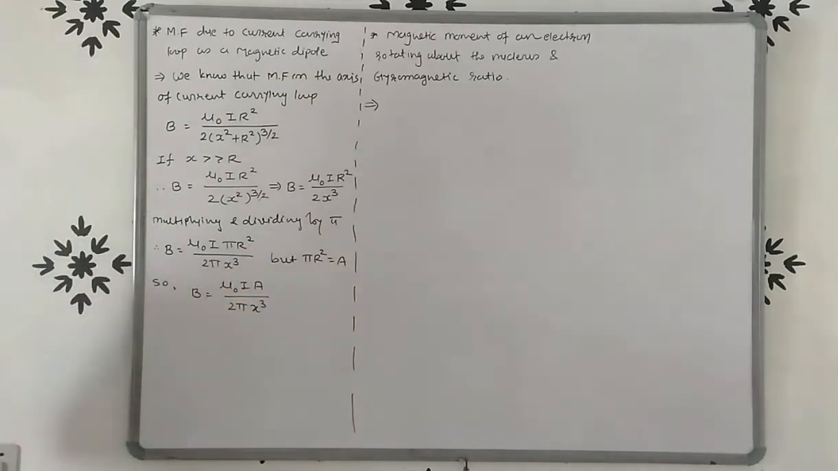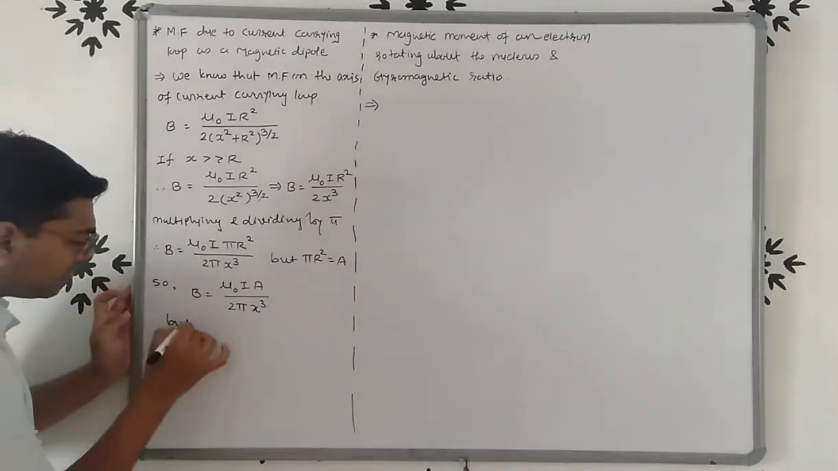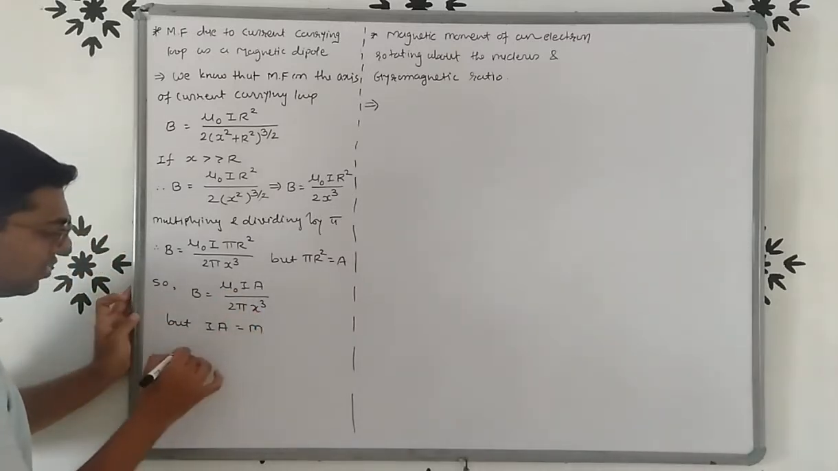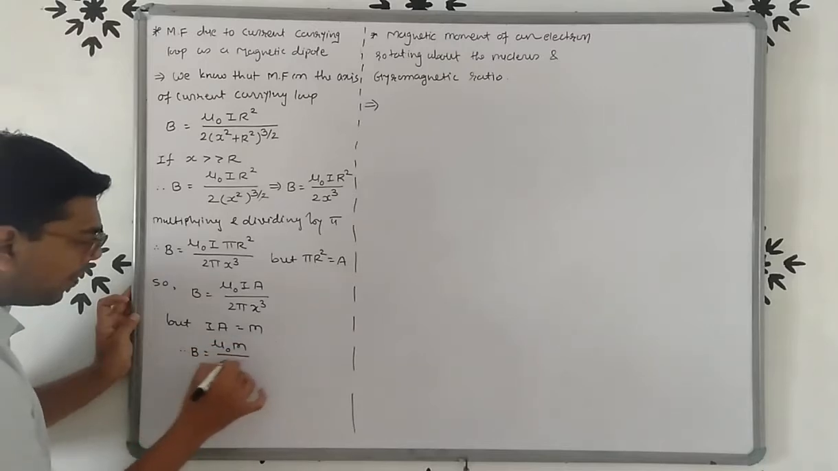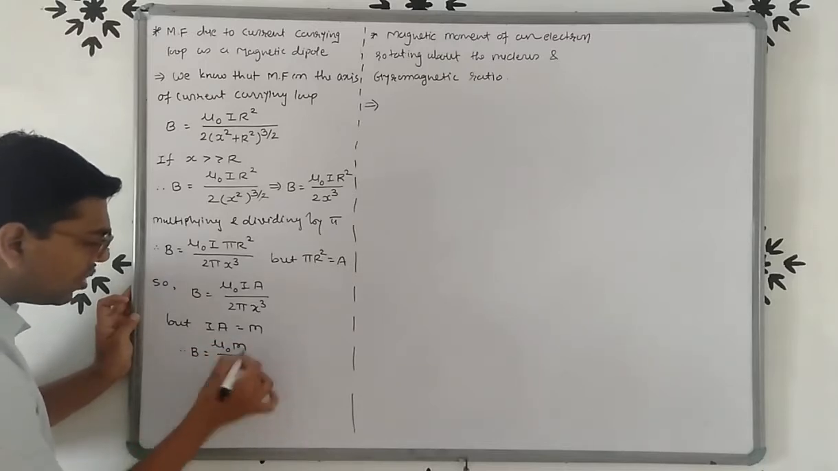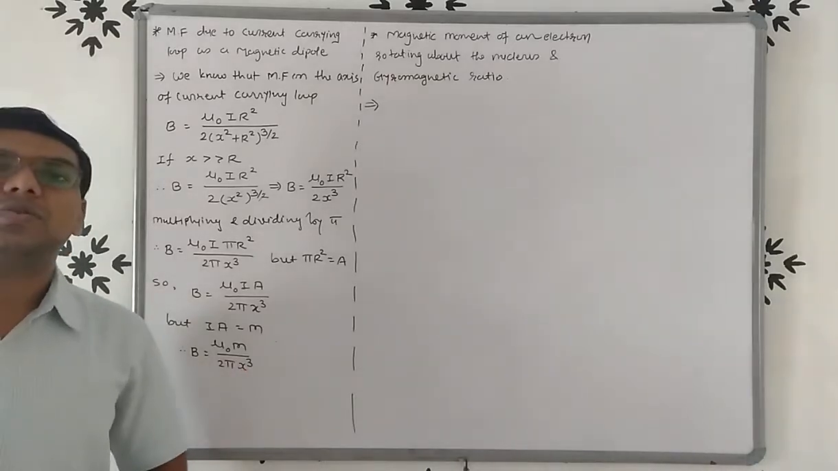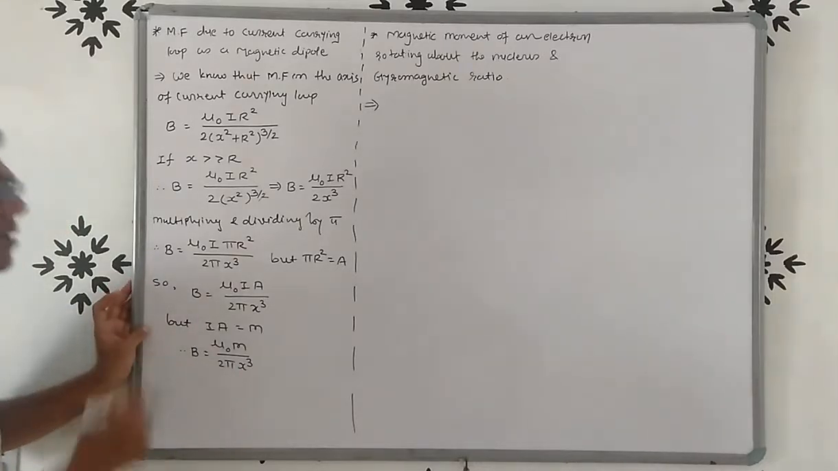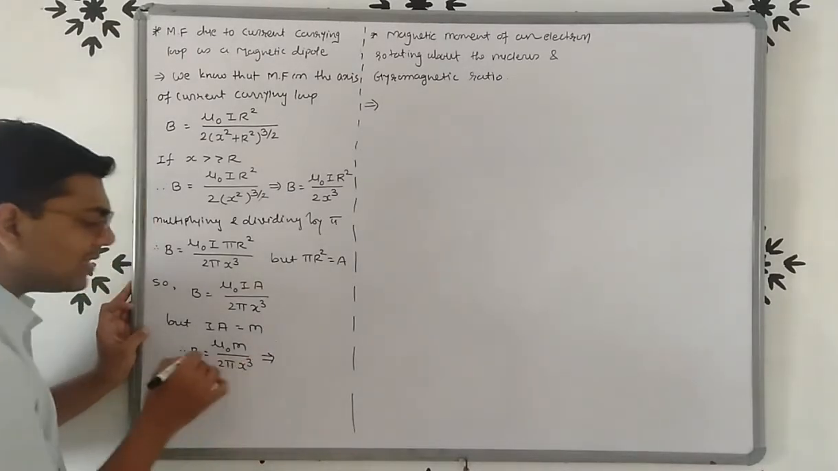Right. So we know that IA is equal to magnetic moment M. So the formula will be like this: B is equal to mu 0 M upon 2 pi x cube, right? Or if we want to write this equation in terms of mu 0 by 4 pi, we divide and multiply this equation by 2.